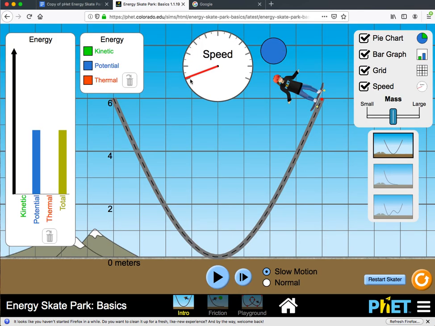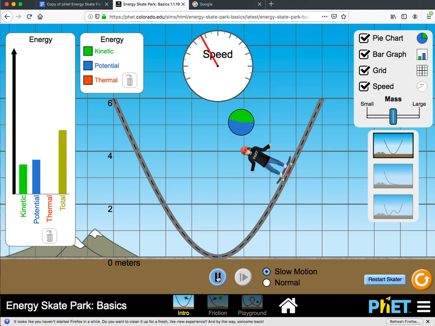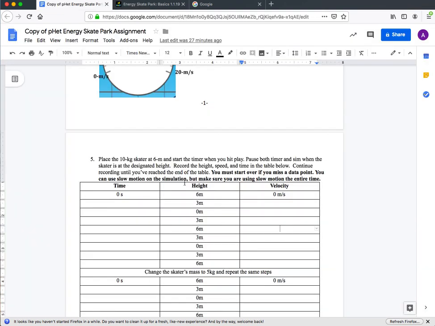Again, it's not quite on that line. Get as accurate as you can. And then you're going to keep going. So if you notice, the skater is going to turn and come back down to 3. So again, you need to have your timer going. Once you hit play, get the time and the speed, write it down for 3, and you're going to keep going until you hit the end of this graph or this chart right here.